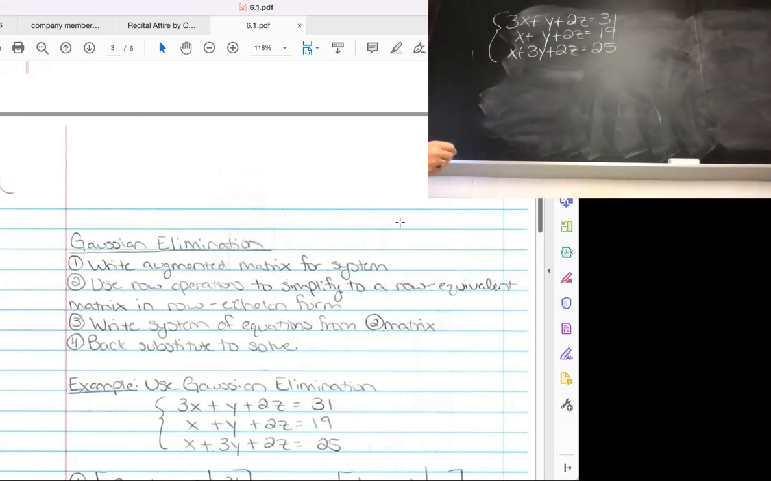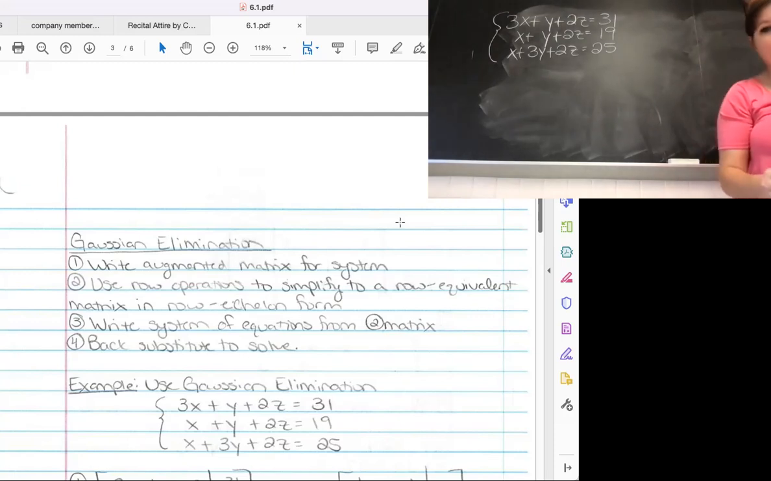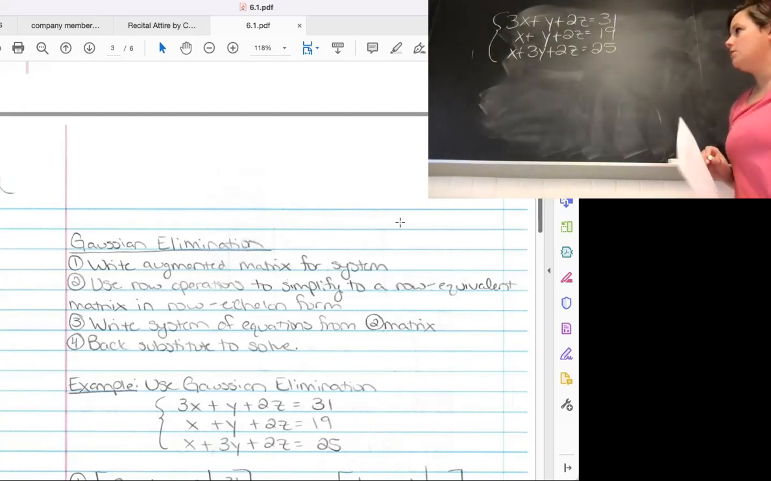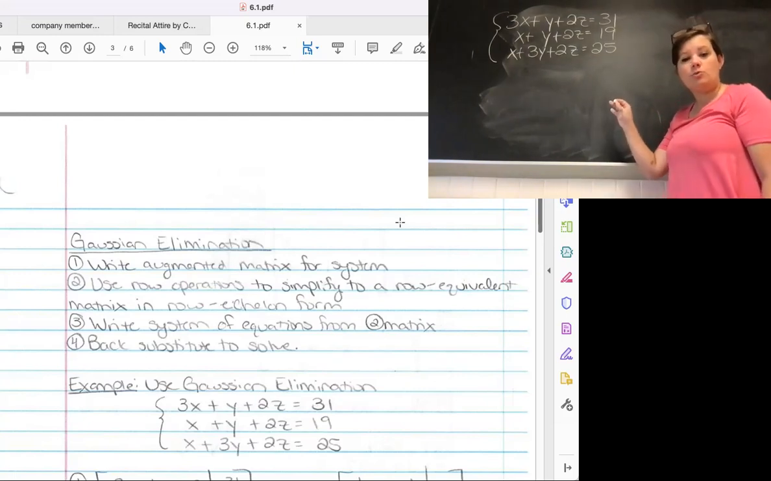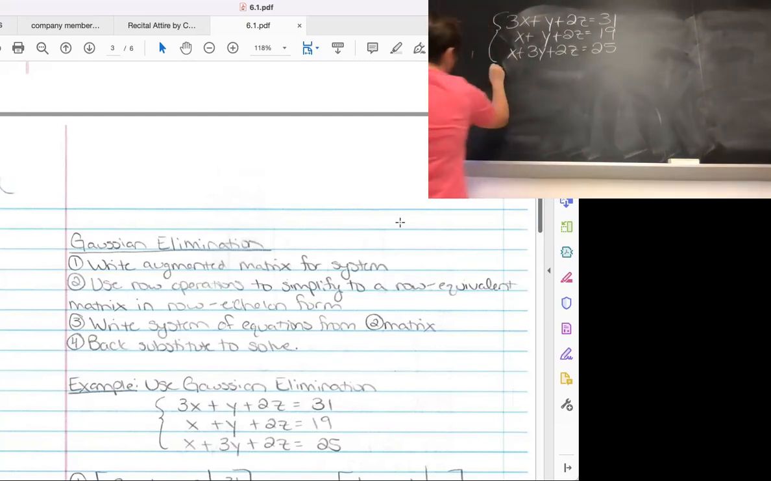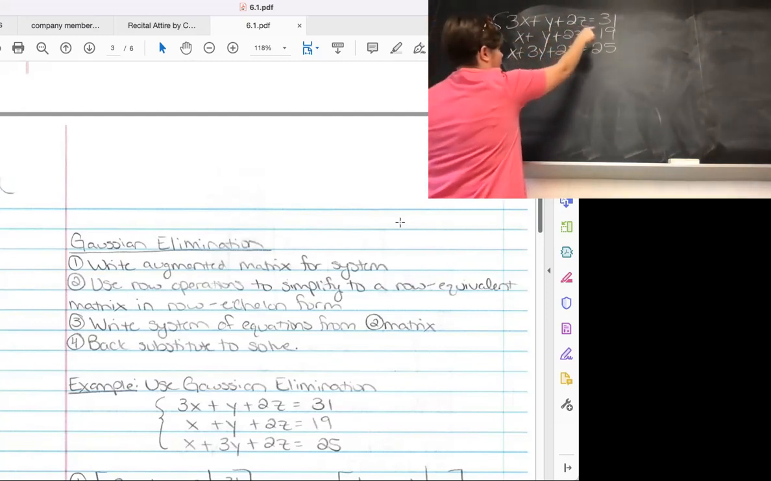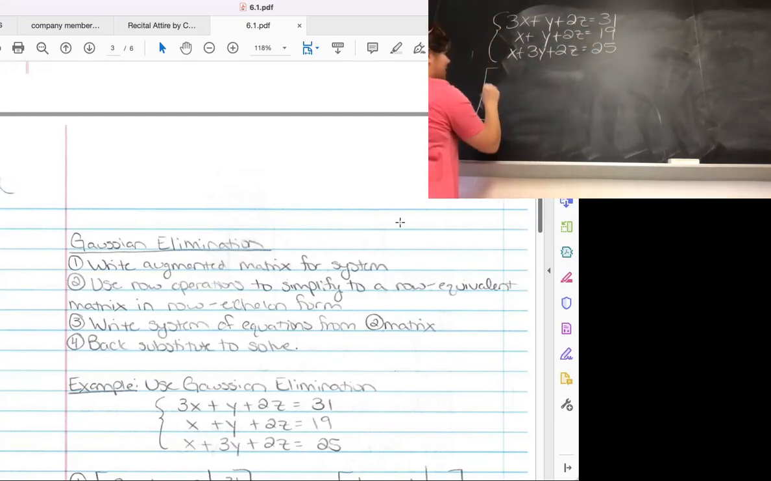All right, there's our system of equations. That is the exact system that you have on your paper as well. And we want to get to the row echelon form. So the first step we're going to do is write an augmented matrix from our system. That's where we write the coefficients, and then we put the vertical bar where the equal sign is, and we put our solution on the right-hand side.